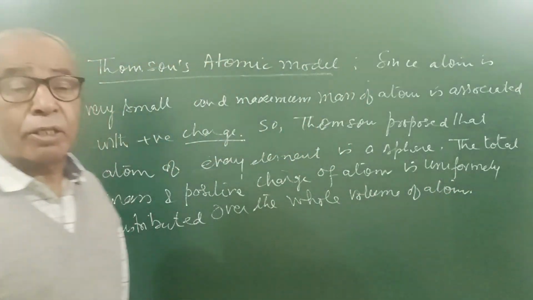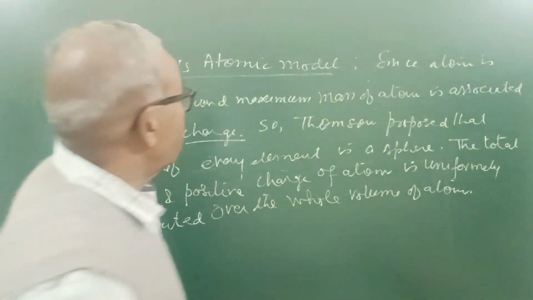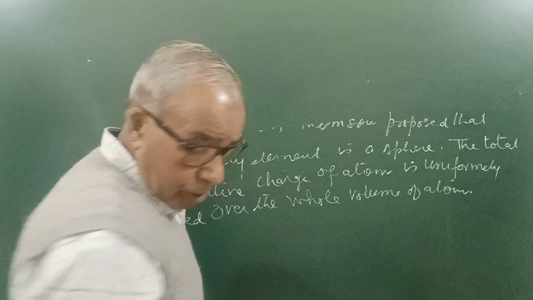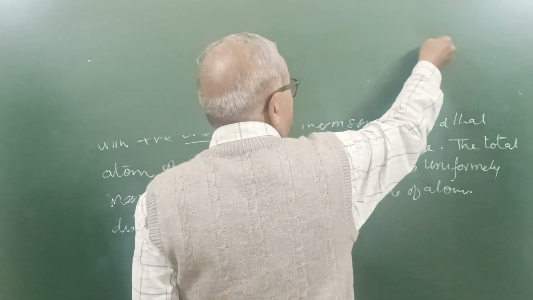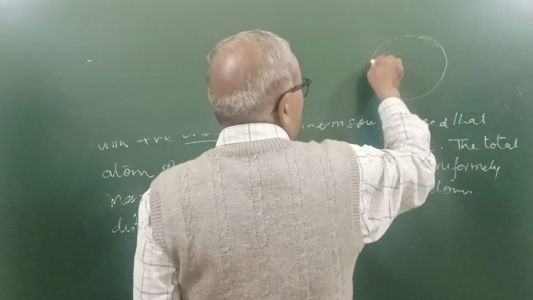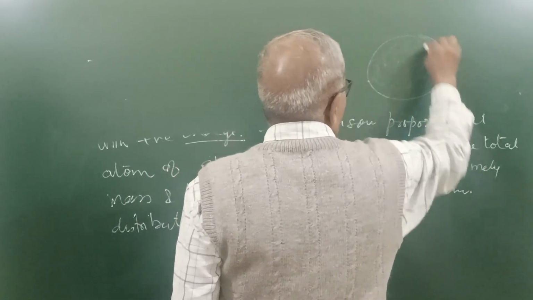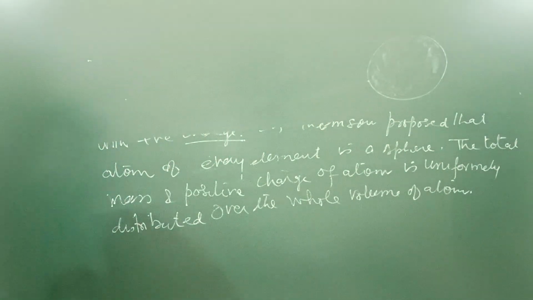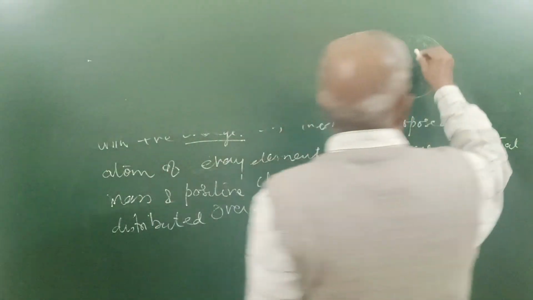Now where are the electrons? You can imagine like this. Okay, here is the atom. Total positive charge and mass are uniformly distributed inside this whole mass.